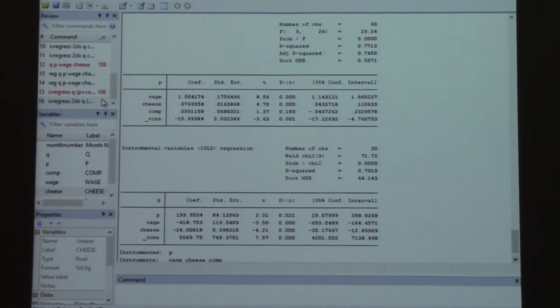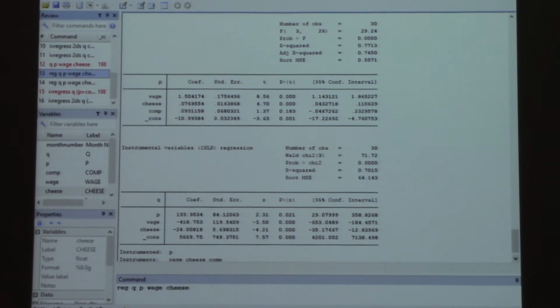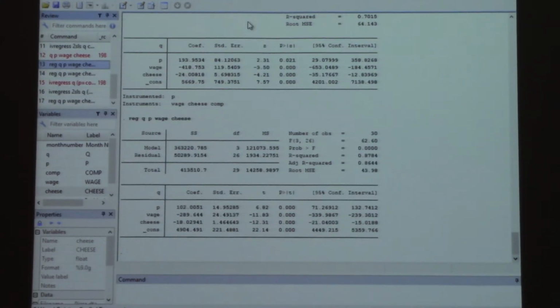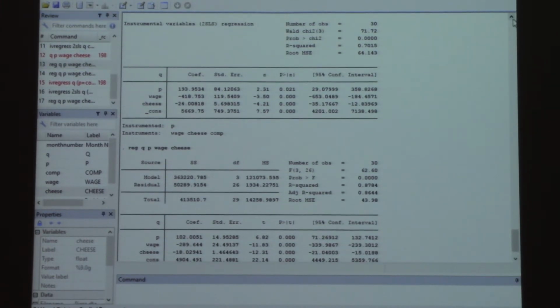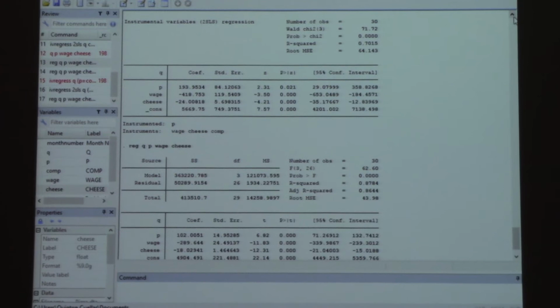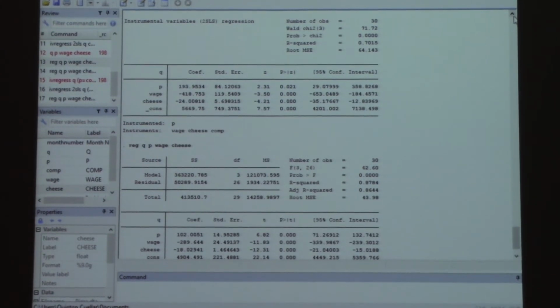I don't remember what my coefficient was. They're different. They are different. The coefficient on price from our two-stage least squares is 193. So for every $1 increase in price, suppliers will supply 193 more. From our ordinary least squares regression, it looks like for every $1 increase in price, they'll supply 102 more.